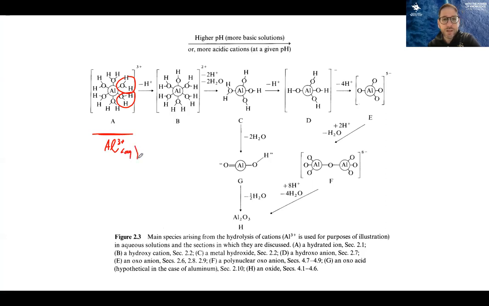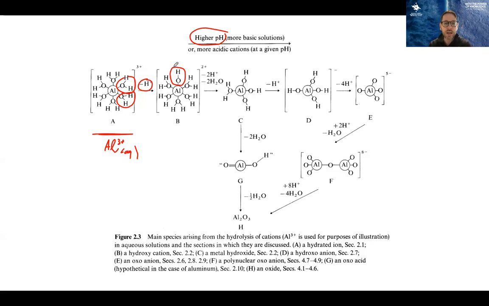So when we have higher pH, we have more basic solutions. So the increase in the concentration of OH- drives the abstraction of a proton in the molecule. So one of these waters here becomes a hydroxyl group. And then if this occurs to a larger extent, even more than one hydroxyl group can be formed.